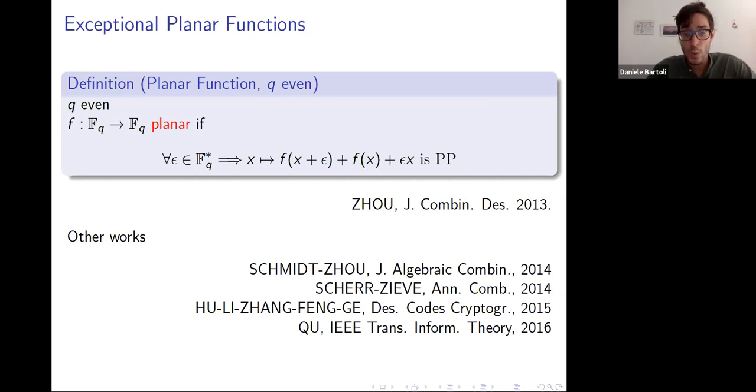Quite surprisingly, these planar functions can be considered as really the q-even counterpart of planar functions in odd characteristic, since apart from the connection with projective planes, they can be used in order to construct relative difference sets, error correcting codes, and they also have connections with cryptography. Now, from the definition, you can easily see that if your polynomial f is linearized, that is, all its monomials have degree a power of 2, then this quantity reads epsilon x plus f(epsilon). Since epsilon is different from 0, it's a linear function, which is always a bijection. So linearized polynomials, that is linear mappings of the finite field F_q, always provide planar functions.